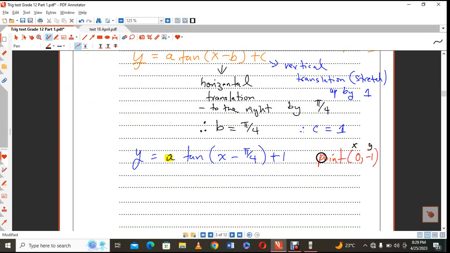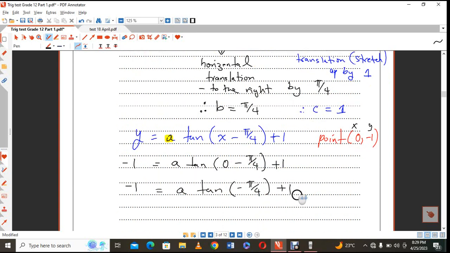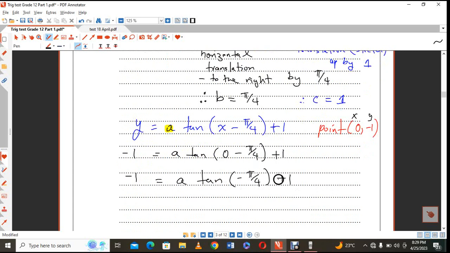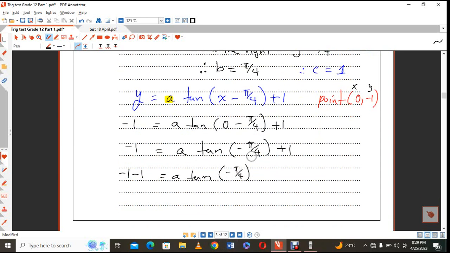Remember, again, don't make a mistake. This is the x coordinate and that's the y coordinate. So -1 equals a, then you have the tangent of x being now 0 minus pi upon 4, plus 1. So you have -1 equals a, and now this is nothing but tangent of negative pi over 4 plus 1, which you can actually calculate. But first I'm going to get rid of this 1 here. So that's -1 minus 1 equals a tangent of negative pi upon 4. There's a negative angle there, so let's see what it gives me. So here I have -2 equals a times tangent of negative pi over 4.